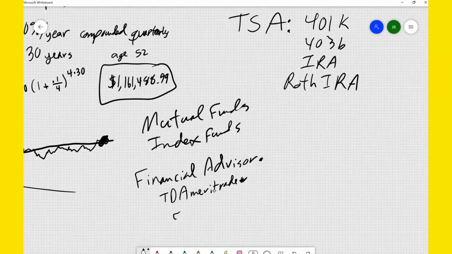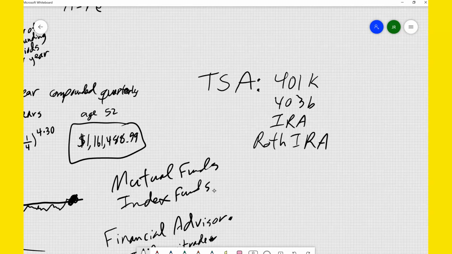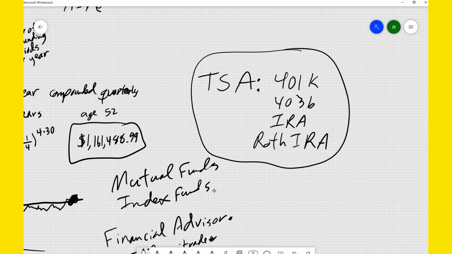Schwab's also another good one, kind of like TD Ameritrade, and there's other good ones too. You can call those people and they'll help you with customer service as well, and they're pretty good about it. If you put your money into these tax-sheltered annuities, then the government won't take your earnings, your gain from that.